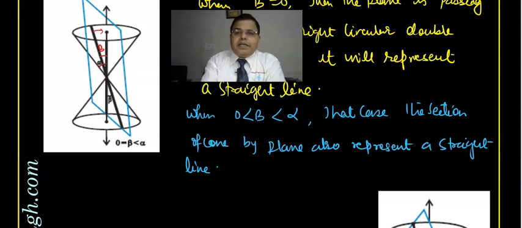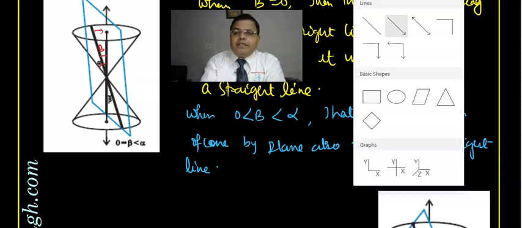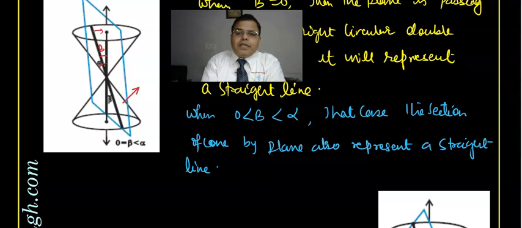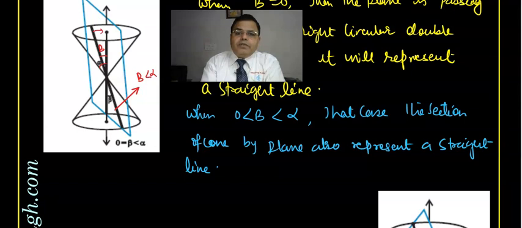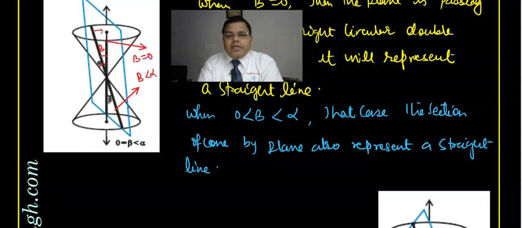So this one is a straight line. This one is also a line, and this one is also a line. So this one is a line, right? And this one is also a line. This one is a straight line when beta is less than alpha. And this one is when beta is equal to 0. So in both the cases, there are two straight lines. I hope you got it.